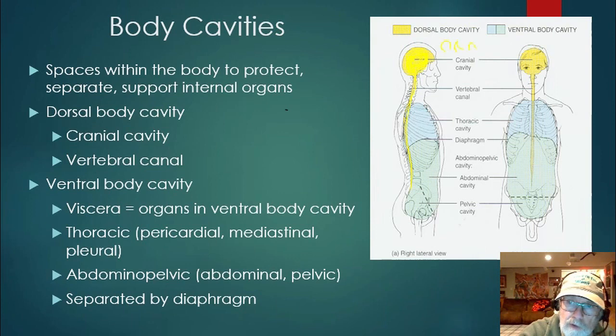Okay, so we have the cranium. You can't really read it up there. Okay. In there. So that's the brain and the spinal cord. The brain and the spinal cord fill the dorsal body cavity.